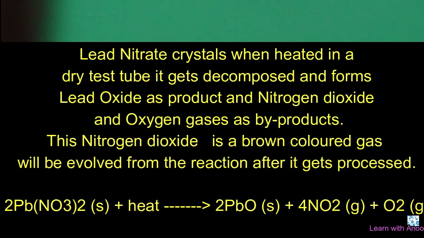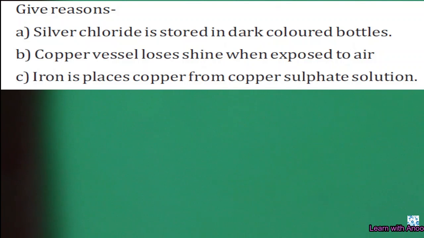Next, give reasons: A, silver chloride is stored in dark coloured bottles. B, copper vessel loses shine when exposed to air. C, iron displaces copper from copper sulphate solution.